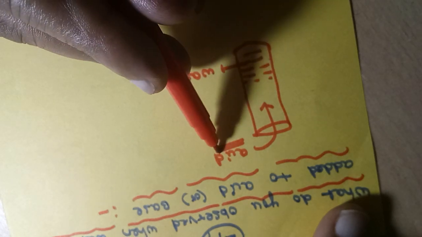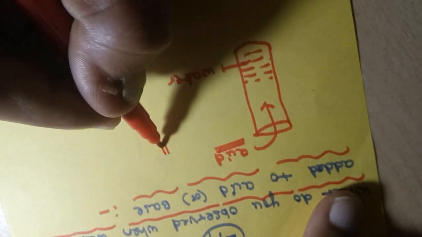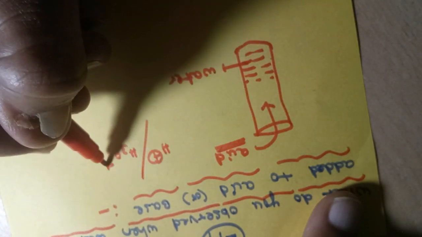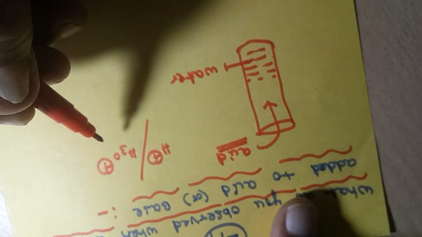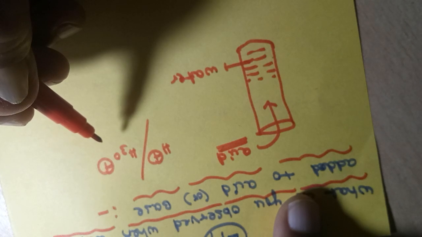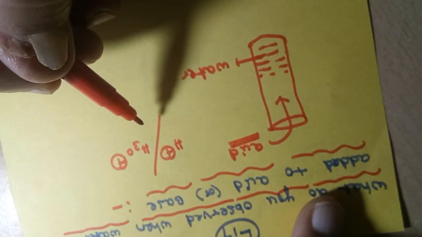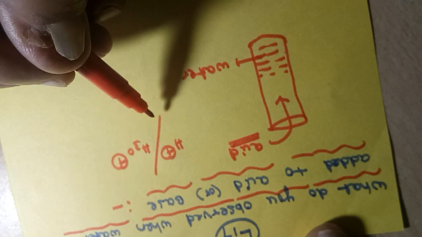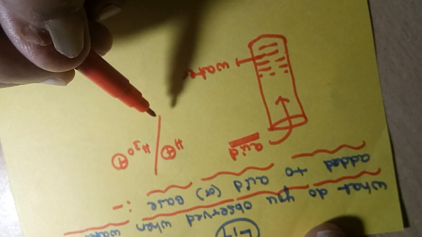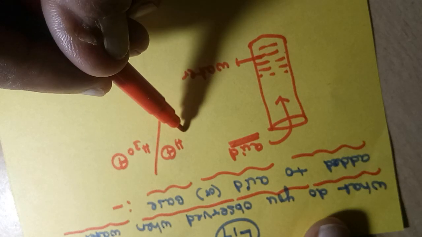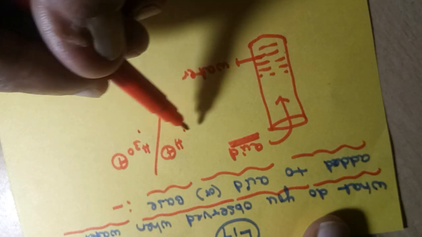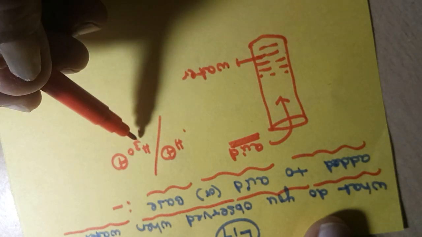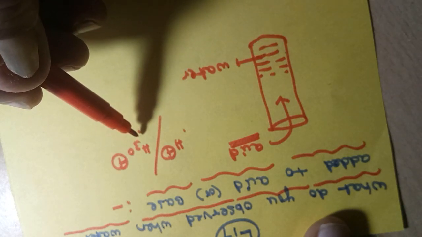The concentration of H plus ions, or hydronium ions, decreases per unit volume. So that process is called dilution. What is meant by dilution? The process of decreasing the concentration of hydronium ions or H3O plus ions by adding water to the acid is called dilution.